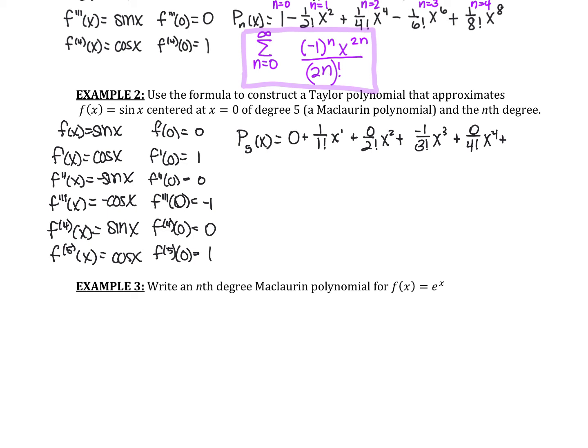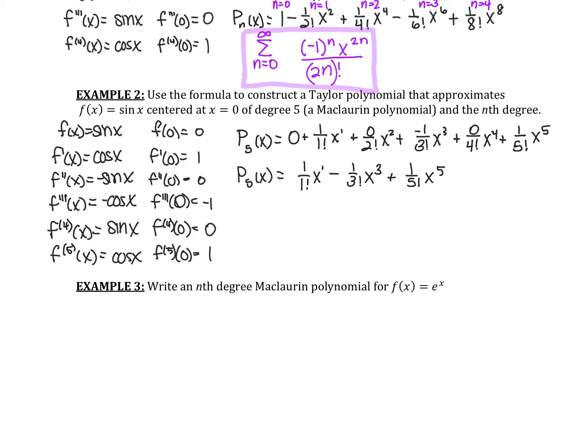cosine of 0 is 1. Yeah, we're good. Okay, is 1 over 5 factorial x to the fifth. I thought I'd made a mistake. All right, let's clean this up. So I get 1x minus 1 over 3 factorial x cubed plus 1 over 5 factorial x to the fifth. And if we go back to this 1x, maybe we rewrite it the same way we had it, 1 over 1 factorial x to the first. There's my 5th degree polynomial that models the sine of x.